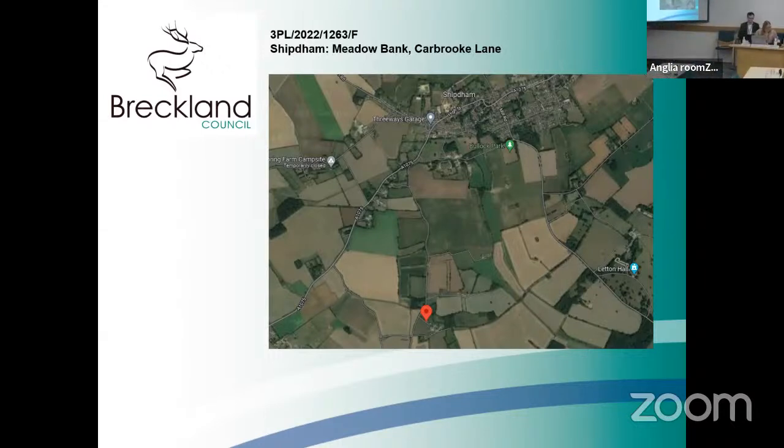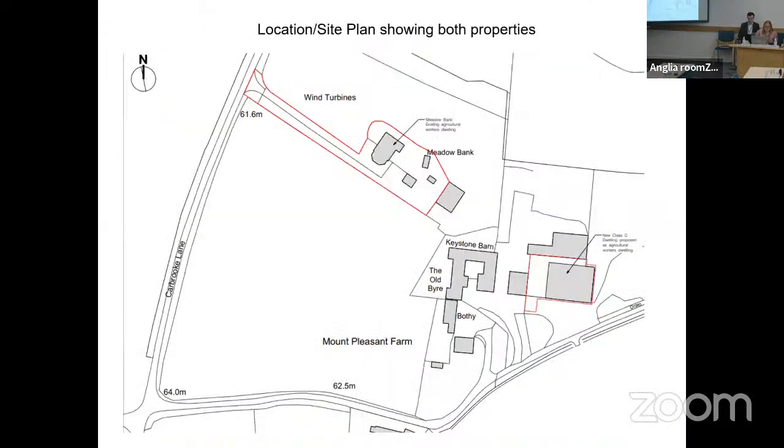Okay, so the application seeks the transfer of an existing agricultural restriction from Meadowbank to a newly converted dwelling granted via the General Permitted Development Order under Class Q. This plan just shows both properties, with Meadowbank to the north and the proposed restriction-transferred property to the southeast. The transfer is required as the original farmhouse has been separated from the main farm holding and now has no link, but the Class Q dwelling has been permitted and lies within the main agricultural yard from which the farm is run.